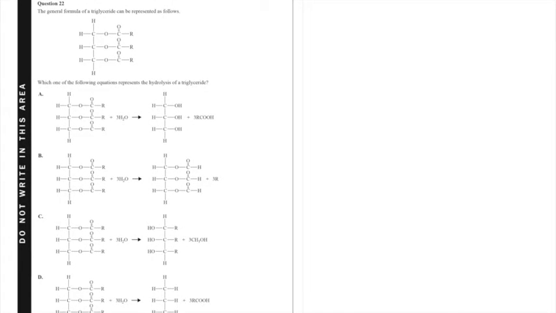The general formula for a triglyceride is given right here, and we're looking for which equation represents the hydrolysis of a triglyceride. Now, the hydrolysis is the addition of water. Unfortunately, that doesn't really help us out for this question, as every single answer has 3 water molecules added to it. Now, the easiest way to do this question is if you happen to have memorized the fact that this answer A is the correct answer, and that's what a hydrolysis of a triglyceride looks like. The reason why is because you're left with this glycerol molecule, which has 3 hydroxy groups, and you're left with 3 acids left over.